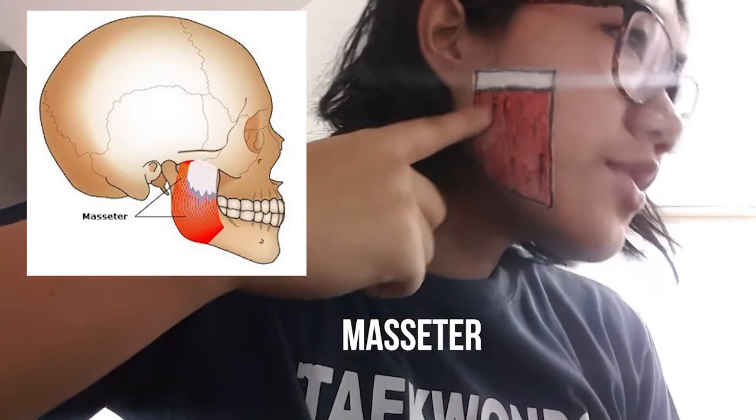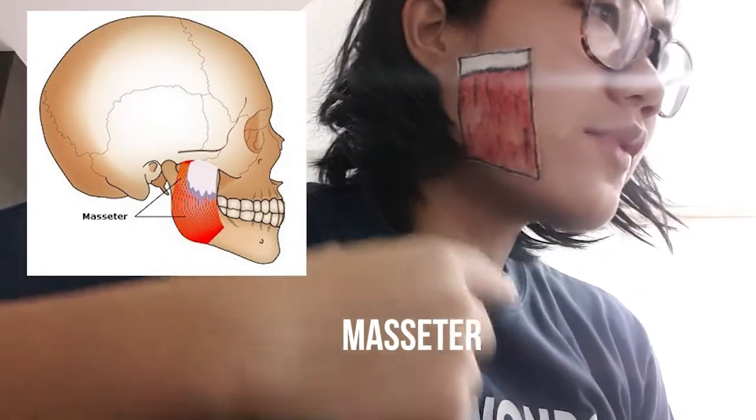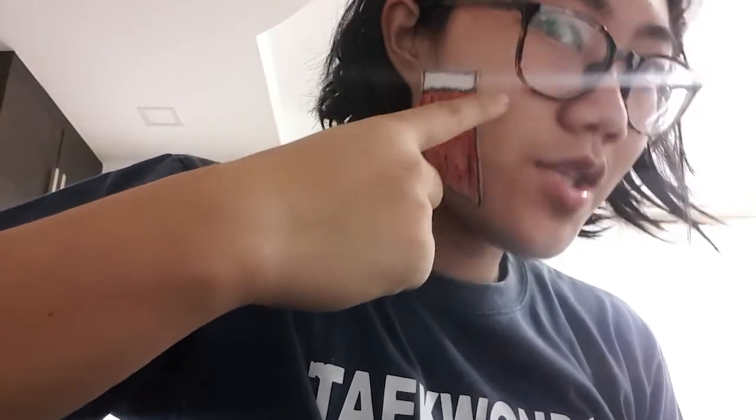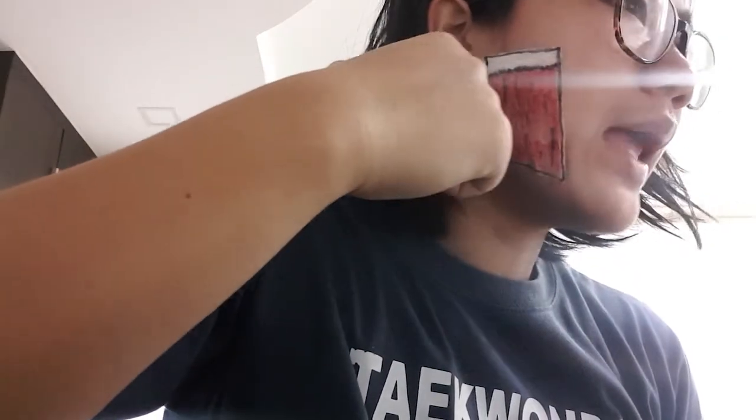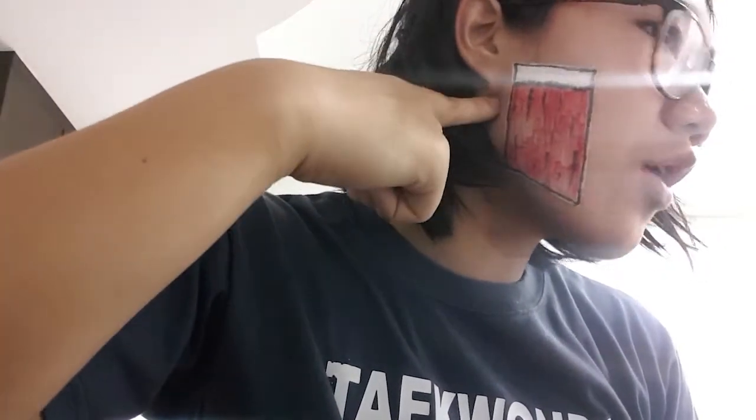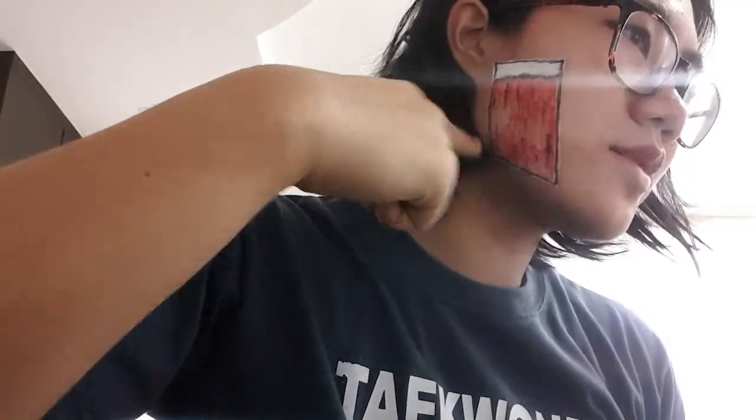This is the masseter. The origin arises from the inferior border and medial surface of the zygomatic arch, and the insertion attaches to the lateral surface of the mandible and lateral surface of the coronoid process.